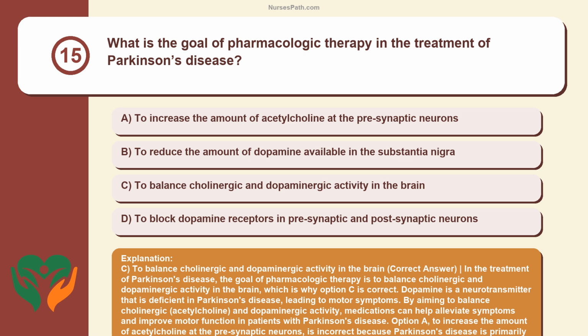Educationally, understanding the goals of pharmacologic therapy in Parkinson's disease is crucial for pediatric nurses caring for patients with this condition. By grasping the rationale behind the medications used, nurses can ensure safe administration, monitor for effectiveness, and educate patients and families on the purpose and expected outcomes of treatment. This knowledge enhances the quality of care provided to pediatric patients with Parkinson's disease and contributes to better patient outcomes.